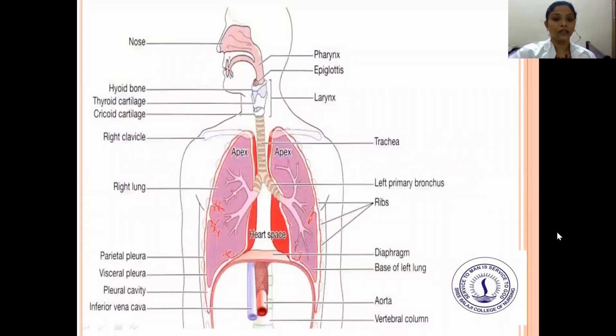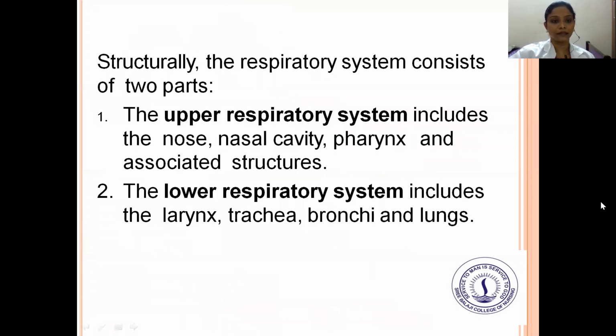So, these are the respiratory system parts: the nose, pharynx, epiglottis, larynx, trachea, left primary bronchi, ribs, diaphragm, base of the lungs, aorta, vertebral column, hyoid bone, thyroid cartilage, right clavicle, right lung, visceral pleura, pleural cavity, inferior vena cava. All this together is considered as the respiratory system.